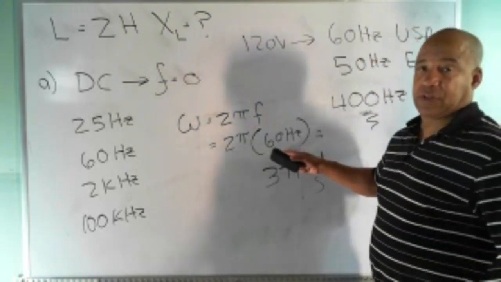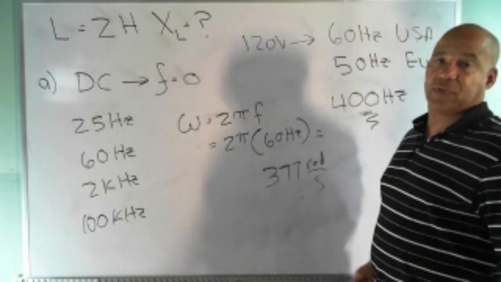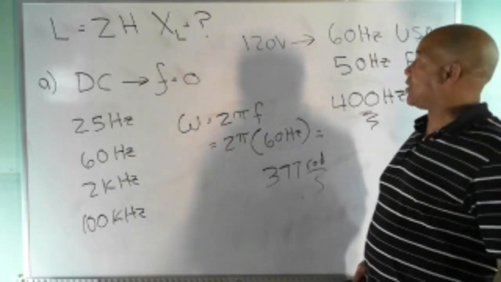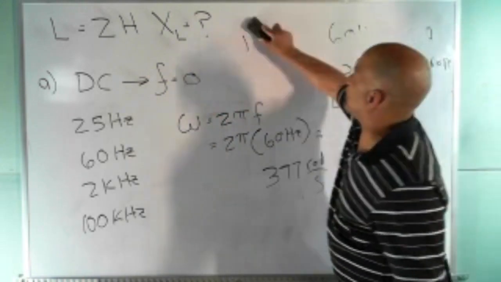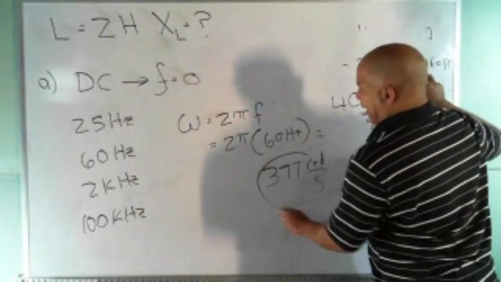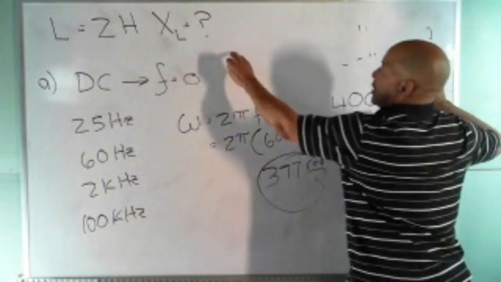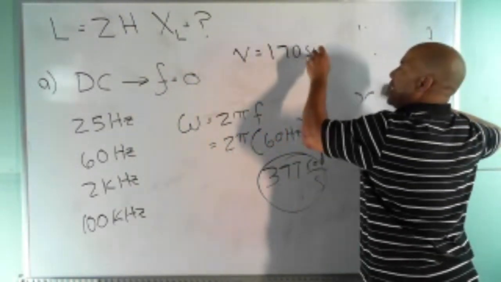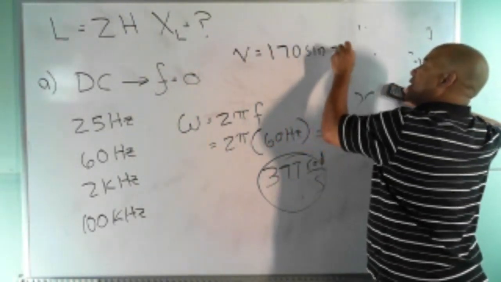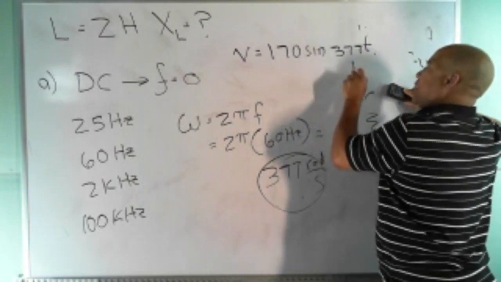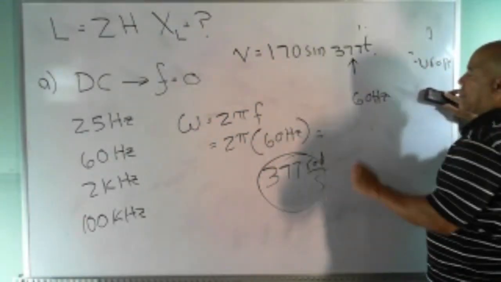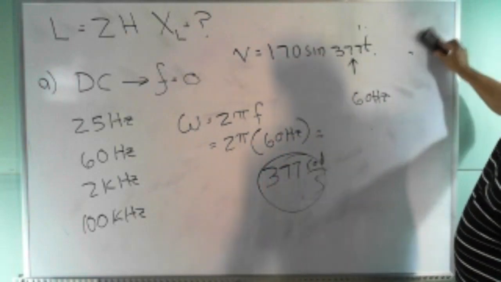So since that's what we use in the United States, that means the angular velocity of the generator coils at Duke Energy is 377 radians per second. So when you see this written in time domain, this number comes up a lot. Anytime you see V, you might see 170 sine 377 t. Well, that 377 is 60 hertz in that omega.